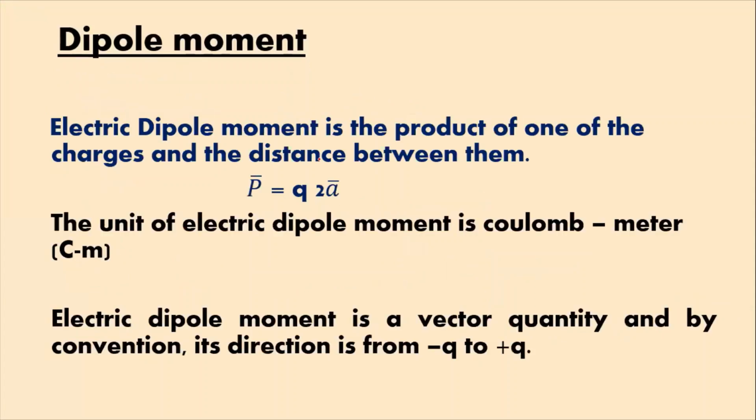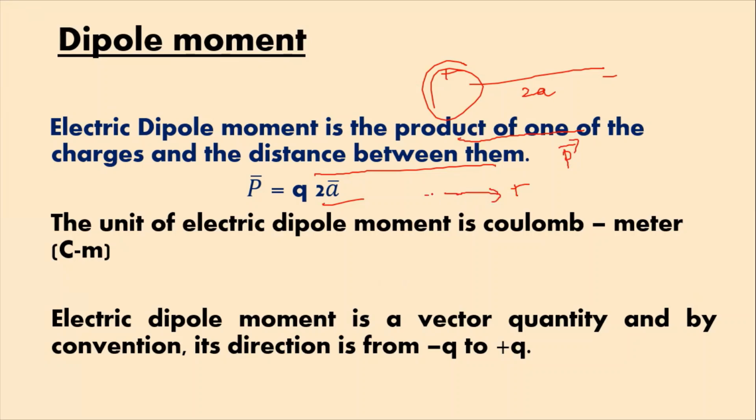And how to calculate the dipole moment? It is the product of the magnitude of one of the charges multiplied by the distance between the two charges. We said that for a charge plus and minus, the distance is 2a. Dipole moment is represented by P vector because it has a direction. What will be the direction of a dipole? The direction of the dipole is from negative to positive.